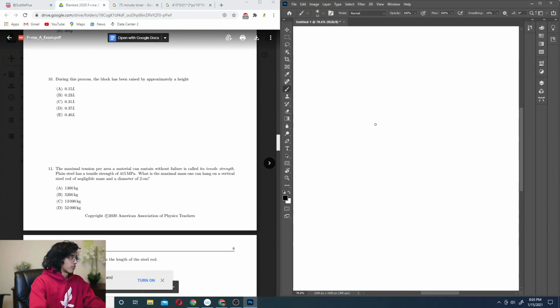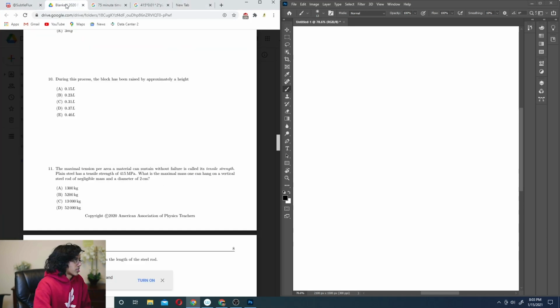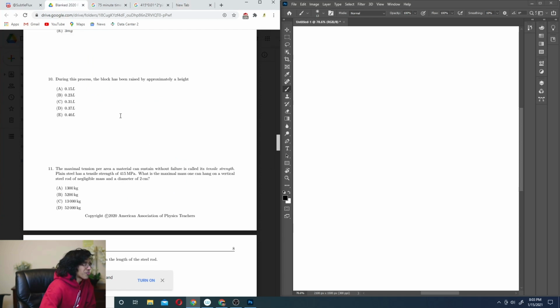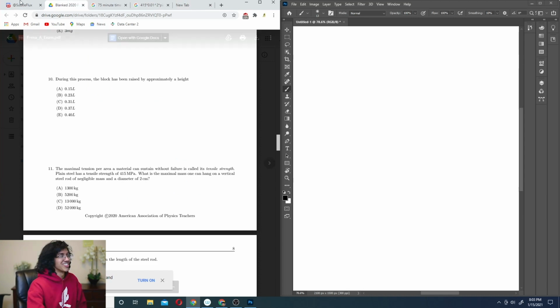Okay, so you have 415 megapascal. Mega is 10 to the 6, right? What is the maximum mass that can hang on a vertical steel rod of negligible mass and a diameter of 0.2? So your radius is 0.01, okay? And it wants the mass, right? So divide by 10 and you get gram. Oh, bro, I'm so stupid. I literally thought that gram was the SI unit of mass. What do I do? Okay, we're chilling.